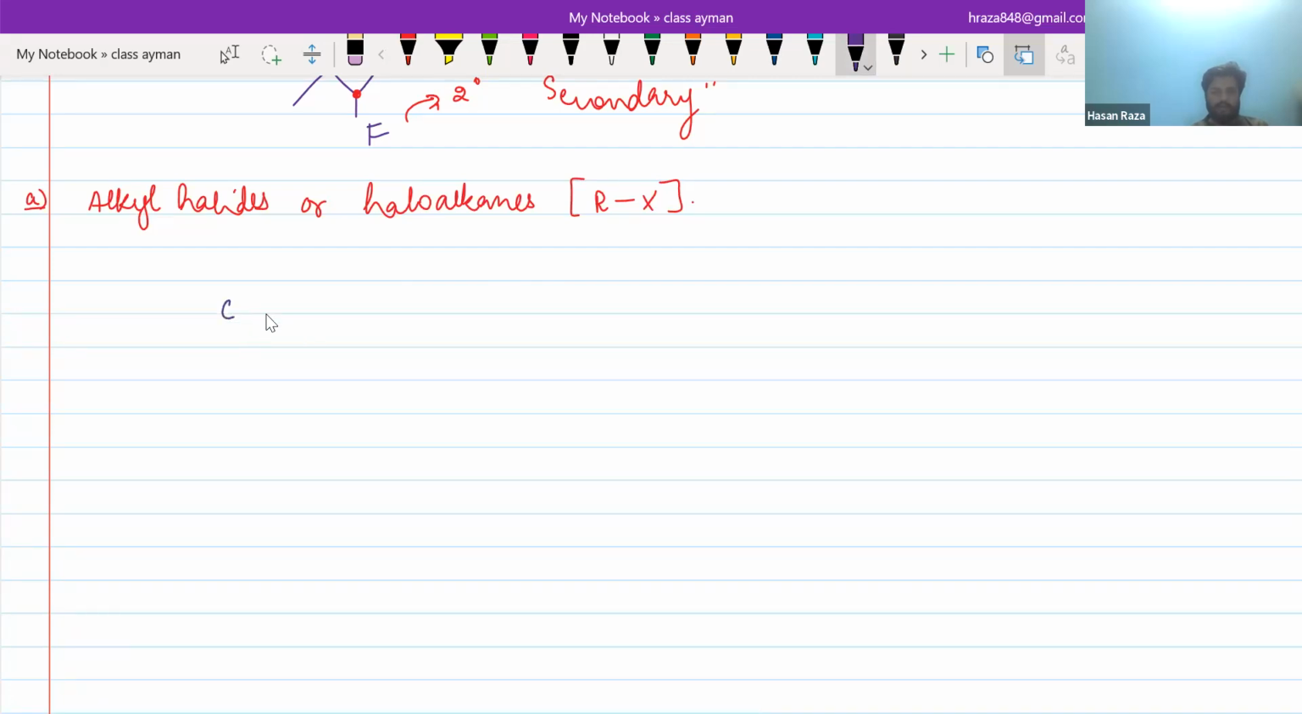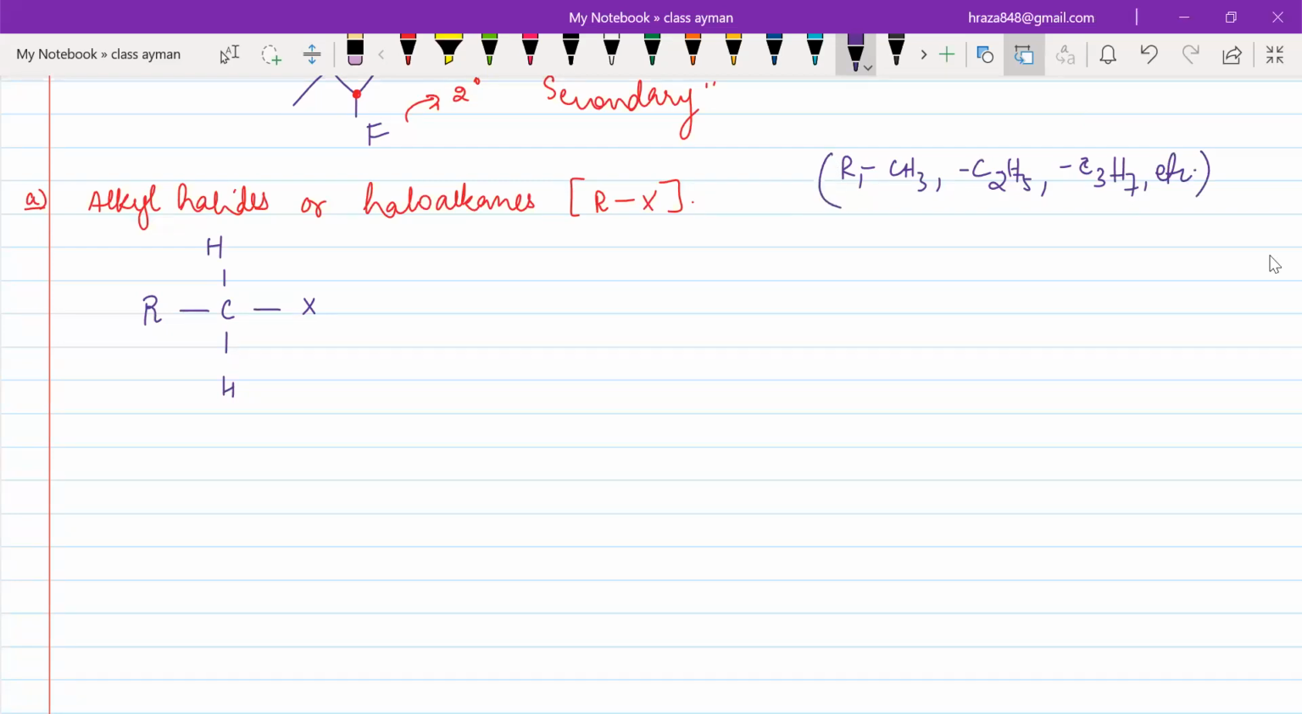Now, if carbon is directly attached to this R, do you know what R is? R is an alkyl group, that means it is a carbon compound. R can be CH3, or it can be methyl, ethyl, propyl, butyl, etc. Okay, sir. So can you tell me the degree of this carbon?